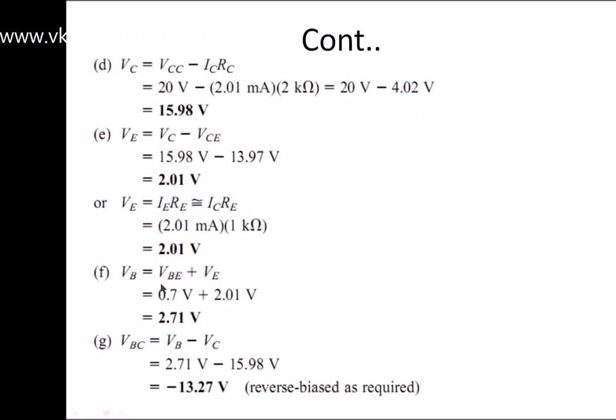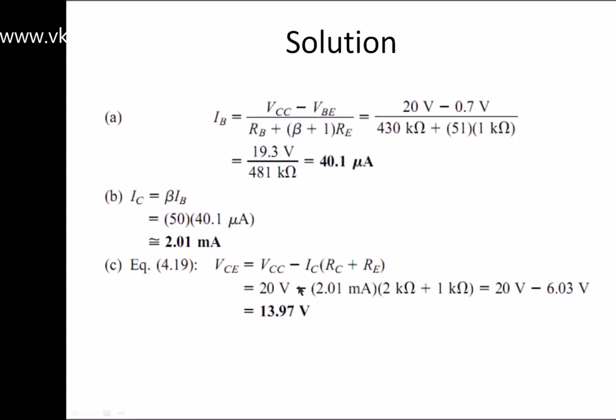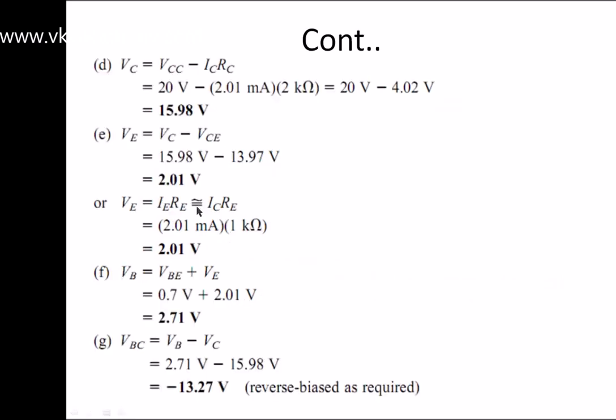Now let us calculate the VC voltage. The VC voltage can be calculated as VCC minus ICRC. Now this particular formula we got from this equation, because VCE is equal to VC minus VE, which is equal to VCC minus ICRC minus ICRE, as ICRE is the same as VE voltage. So then VE voltage on the right hand side and VE voltage on the left hand side get cancelled out, and finally we got VC is equal to VCC minus ICRC, which is 15.98 volt.